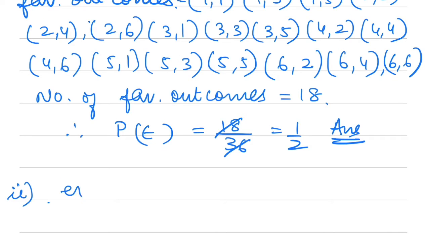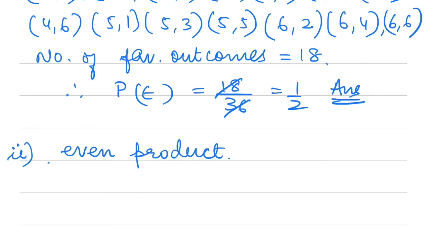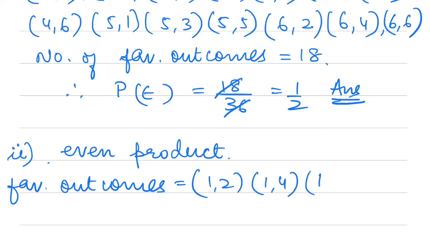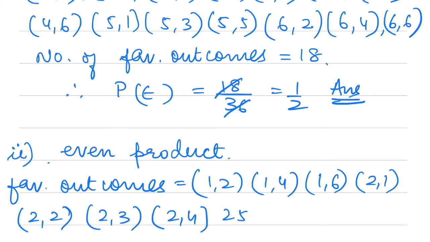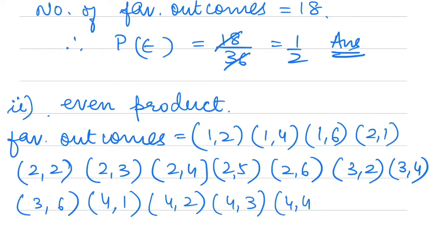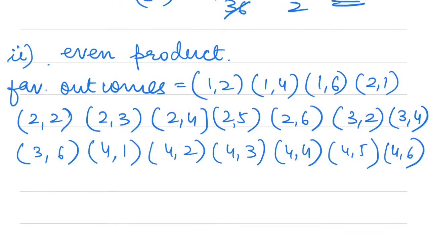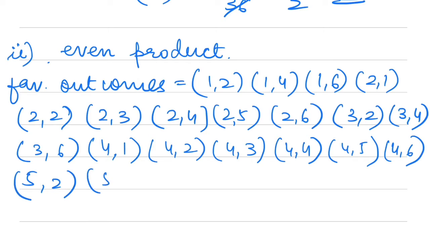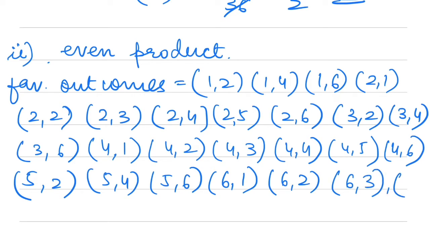So second part, it should have even product. Outcomes would be 1 and 2, 1 and 4, 1 and 6, then 2 and 1, 2 and 2, 2 and 3, 2 and 4, 2 and 5, 2 and 6. Then with 3, 3 and 2, 3 and 4, 3 and 6, 4 and 1, 4 and 2, 4 and 3, 4 and 4, 4 and 5, 4 and 6. Then with 5, 5 and 2, 5 and 4, 5 and 6. Then we have 6 and 1, 6 and 2, 6 and 3, 6 and 4, 6 and 5 and 6 and 6.